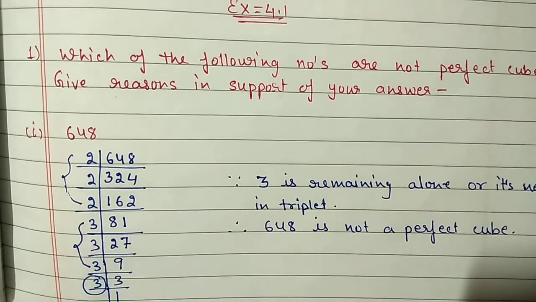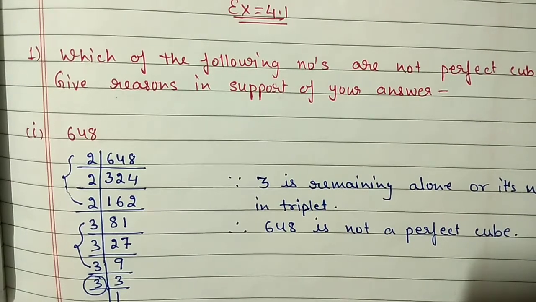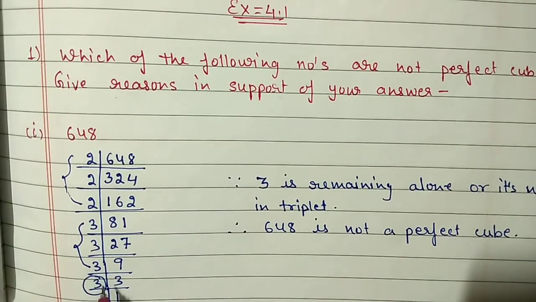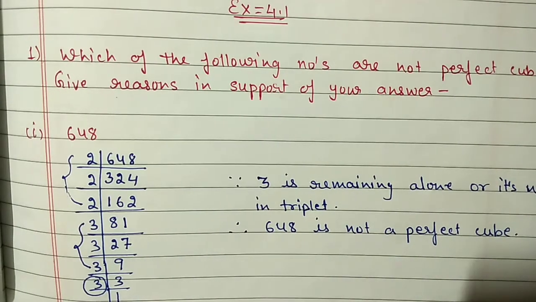If all the numbers are coming in triplet product, then it will be a perfect cube number. If any one number is left alone or it is not in the form of a triplet, then we will call it not a perfect cube.